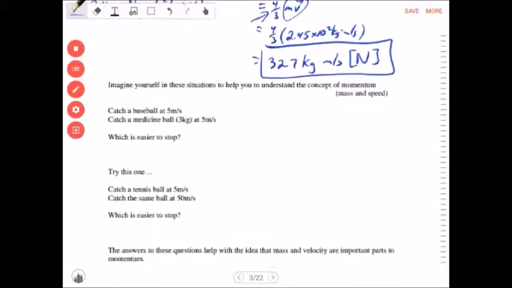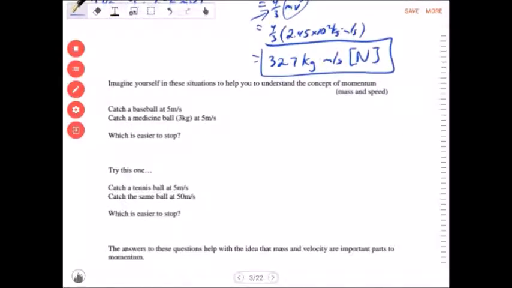So the next little bit, I want you to imagine yourself in these situations to help you understand the concept of momentum, which of course is mass and velocity. Imagine yourself catching a baseball at 5 meters per second, so a nice gentle toss. Now imagine yourself catching a medicine ball, which is like 3 kilograms at 5 meters per second. A little baseball, big medicine ball, which one is easier to stop? Well, it's easier to stop the baseball, right? Why? It's smaller, it has less momentum.